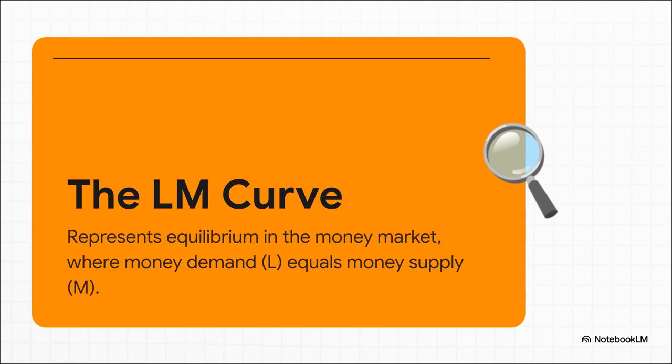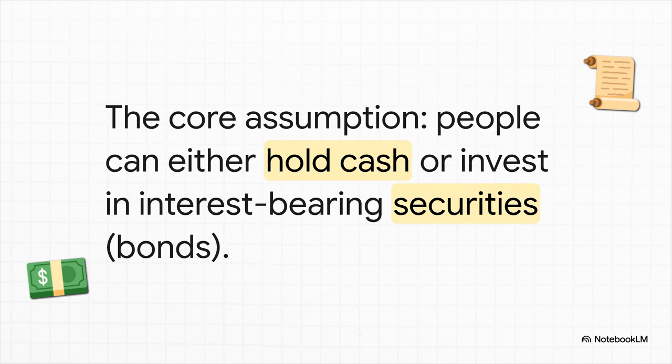Now for the other half of the puzzle, the LM curve. The L here stands for liquidity preference, which I know is a super fancy term for just the demand for money, and M stands for money supply. This curve shows us where the financial side of the economy is in balance. The thinking here is actually pretty simple.